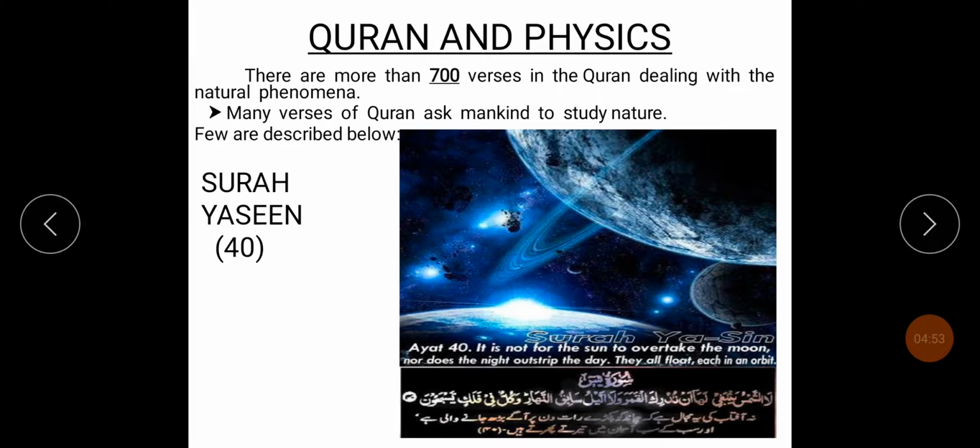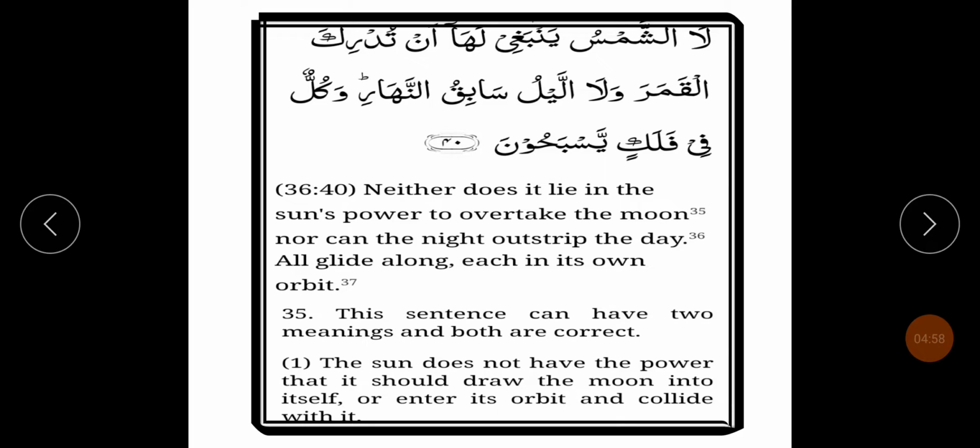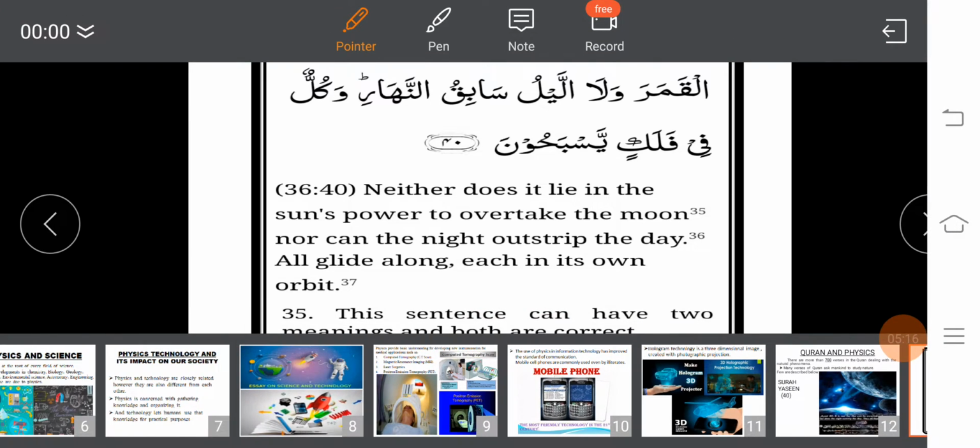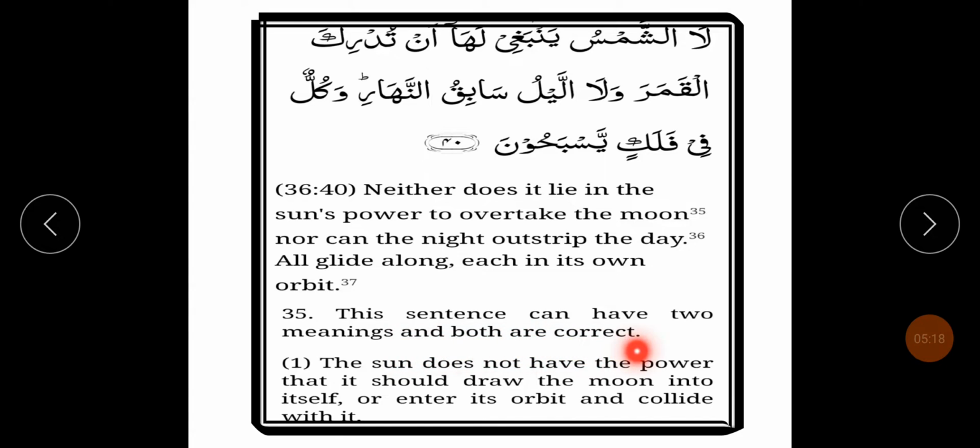So first, in Surah Yasin, ayat number 40, we have: Neither does it lie in the sun's power to overtake the moon, nor can the night outstrip the day. All glide along, each in its own orbit. So, this sentence can have two meanings, and both are correct. Number one, the sun does not have the power to draw the moon into itself or enter its orbit and collide with it.